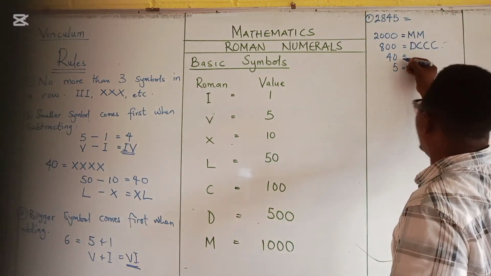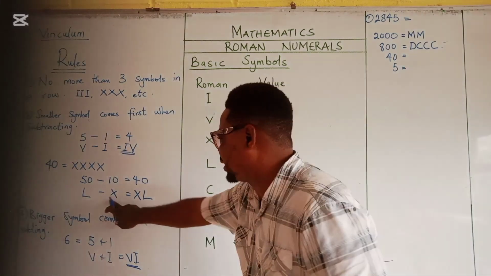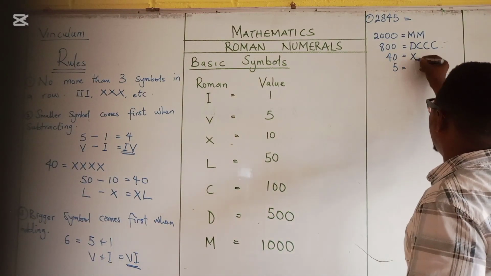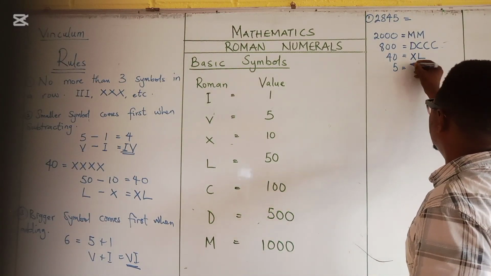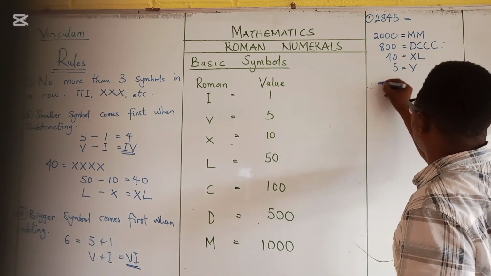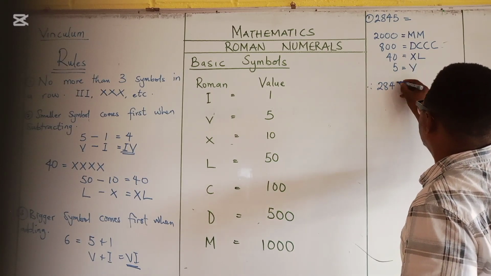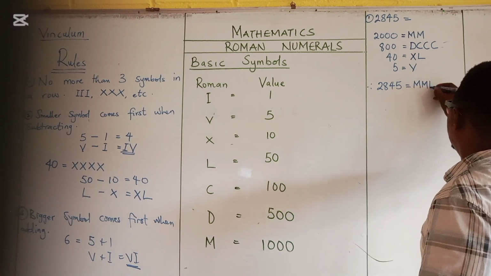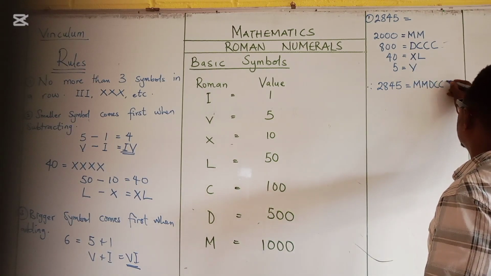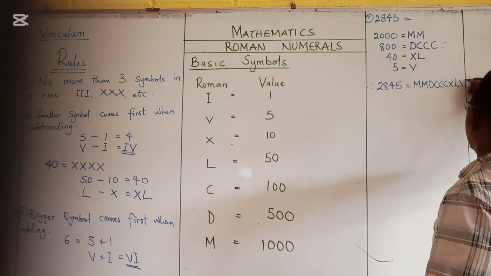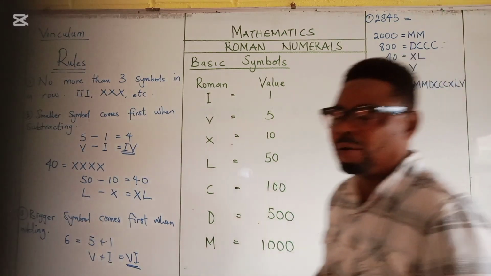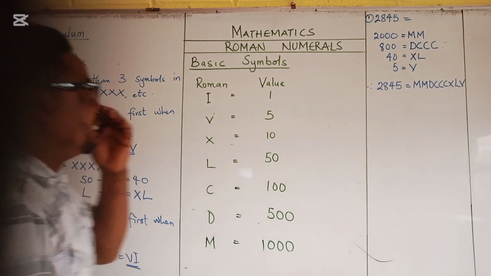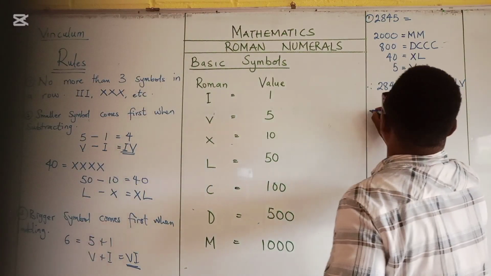Okay, that is that. 40, class, we've done something like that here. 40 is 50 minus 10, and that is XL. Now, 5 is V. So, therefore, 2,845 in Roman numeral is MMDCCCXLV. That is how simple this has become with Mr. Olajames TV.